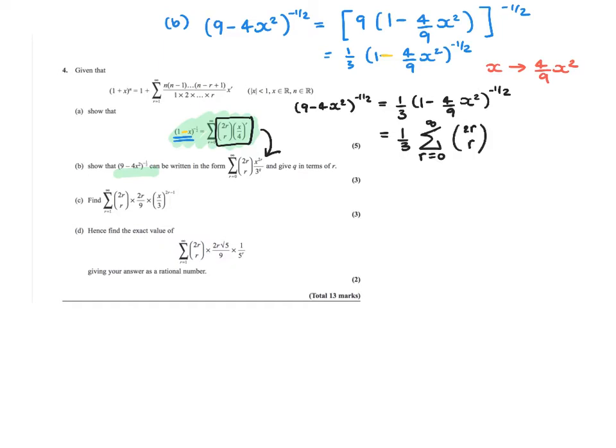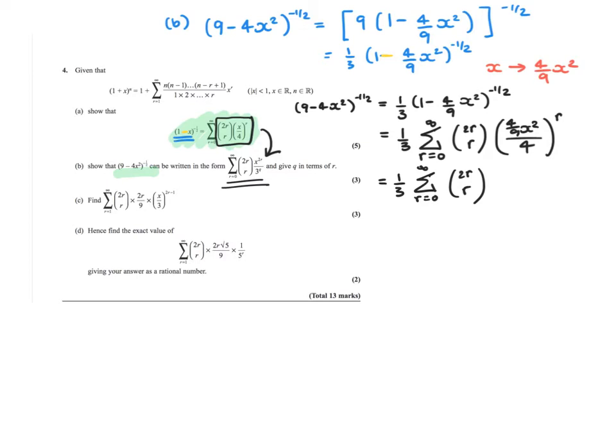I'm using the green highlighted result. Now, instead of x over 4, I've got 4 ninths x squared over 4, all to the power of r. So I've substituted into the green result. I now need to simplify and show I get down to this. So it's going to be some very simple algebra. As you can see, the 2r choose r part stays the same.